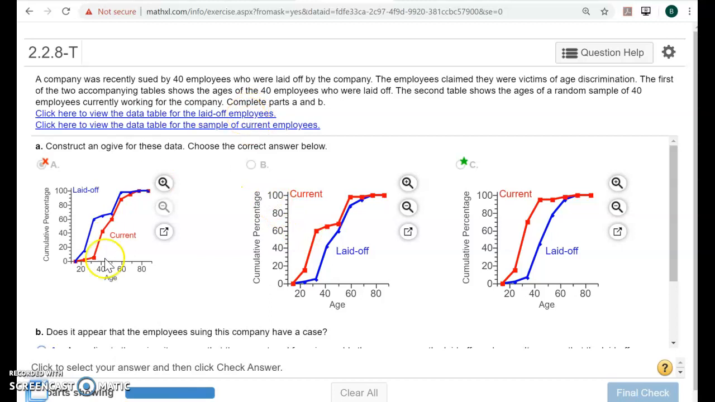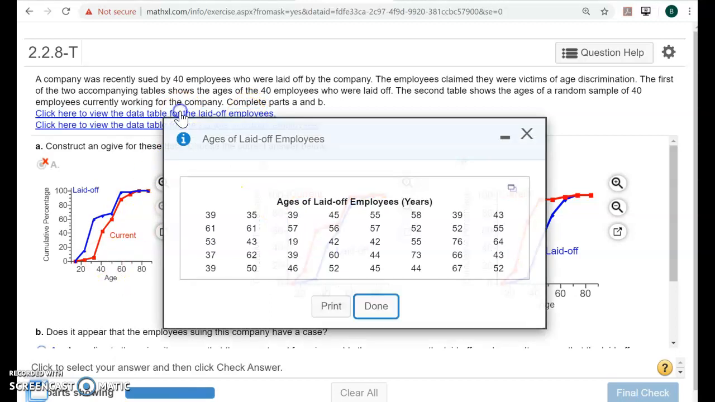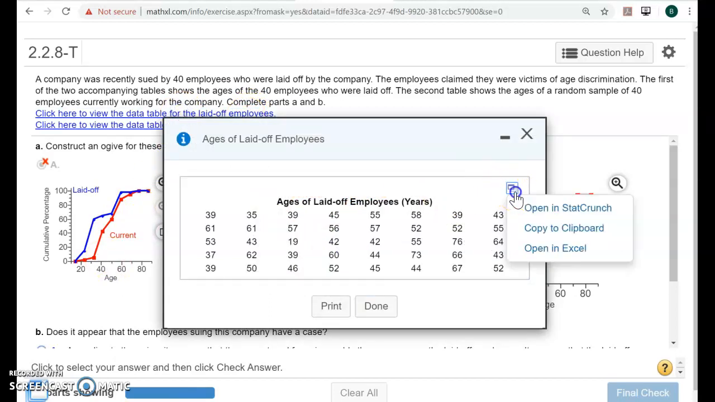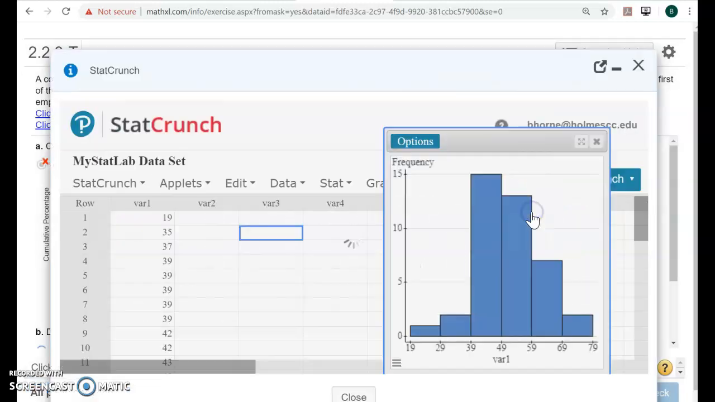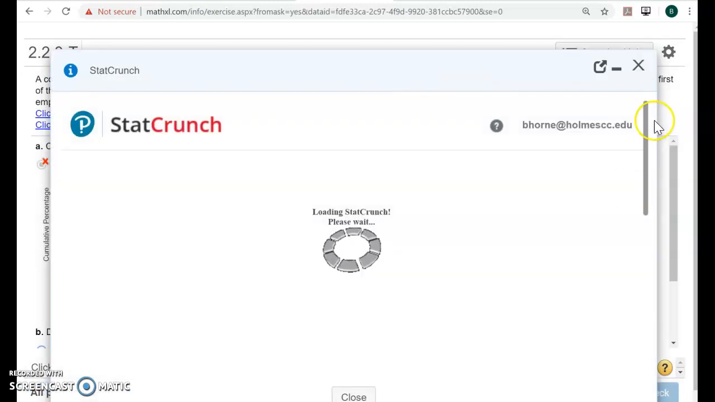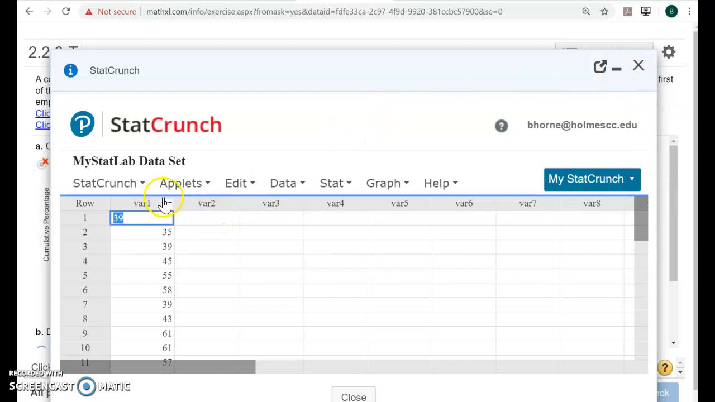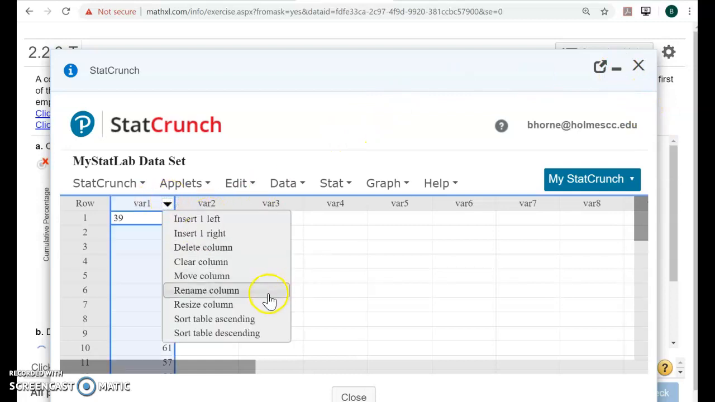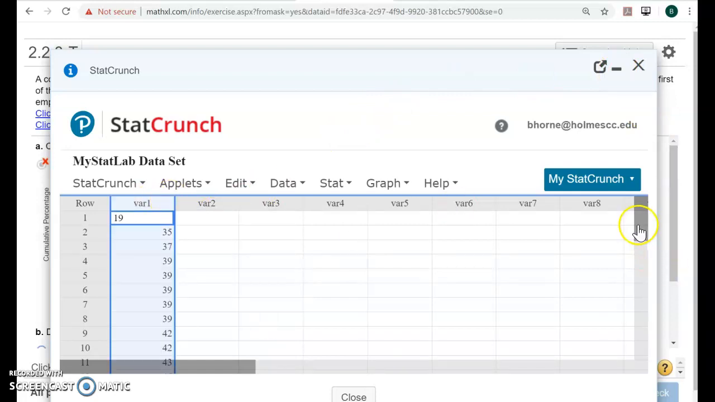So let's look at laid off. This is what I did. I clicked on laid off and I opened it in StatCrunch. And what I did was I sorted it ascending, and I found my smallest number was 19, and my largest was 76.